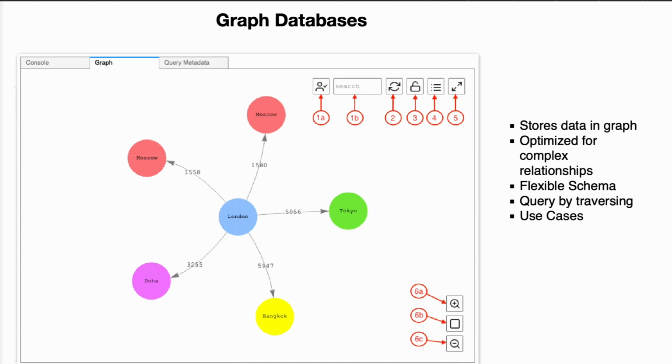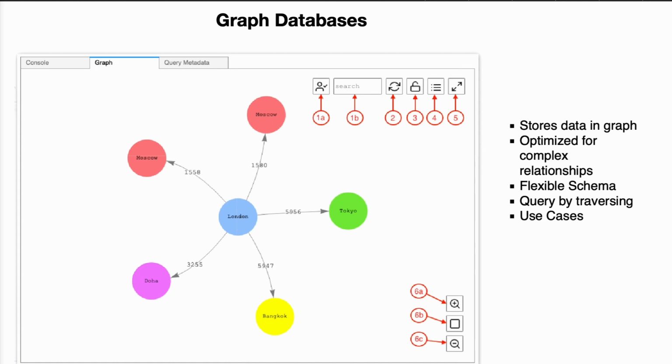Next up, we have the flexible schema components of a graph database. So you don't have this fixed structure where you have to know everything up front, like a SQL database. You can dynamically change things and really optimize for the query that you're trying to do. We also have the ability to query by traversing the relationships between different nodes. And this, again, gives us all those really cool descriptive statistics.